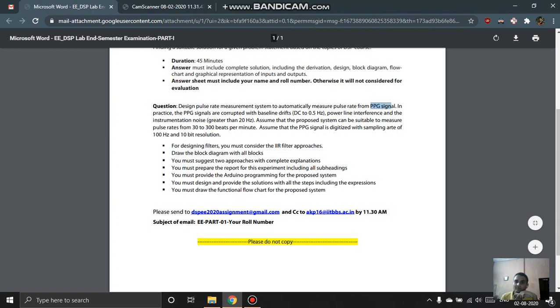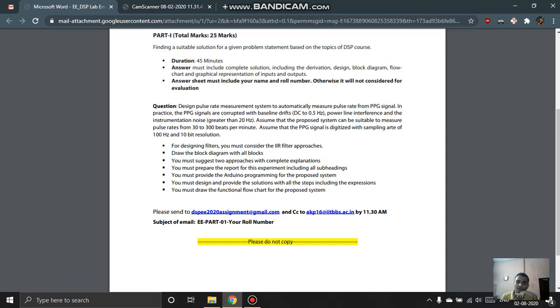We are given a PPG signal and we have to find the pulse rate using that PPG signal. But this PPG signal also has some noises. It has a baseline drift from 0 to 0.5 hertz, and it also has some high frequency noises, instrumentation noise greater than 20 hertz.